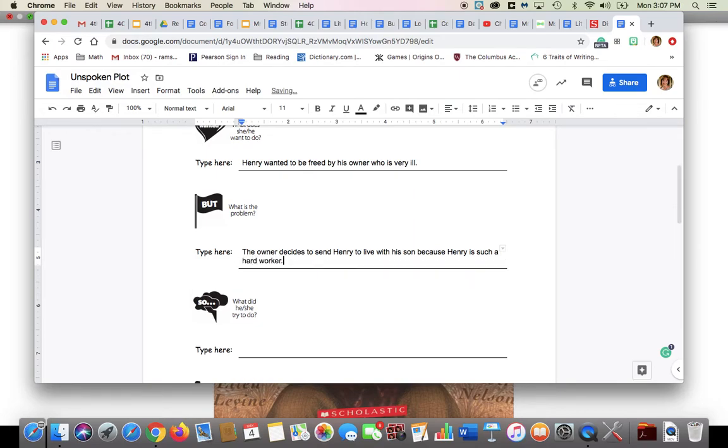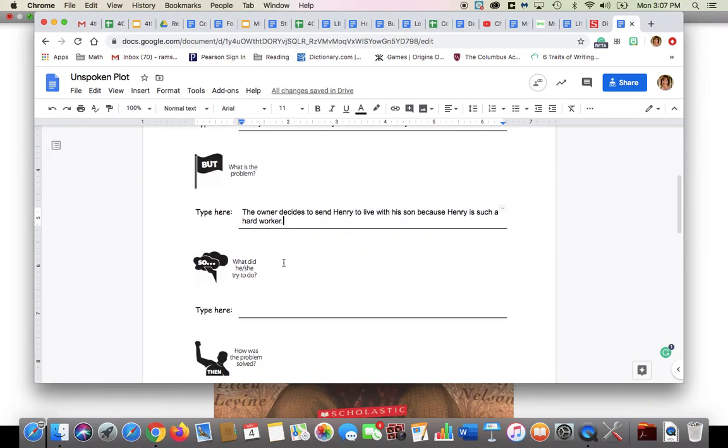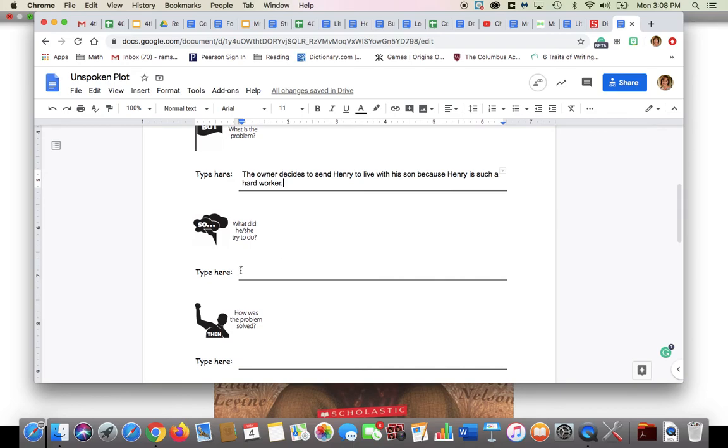And you can remember how Henry was not happy about that. He nodded, but he didn't say thank you to his owner because that would have been a lie. So this is the problem. The owner decides to send Henry to live with his son because Henry's such a hard worker. So what does Henry do?